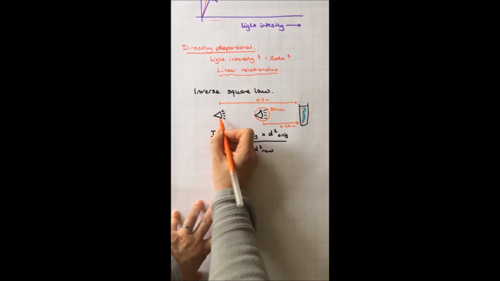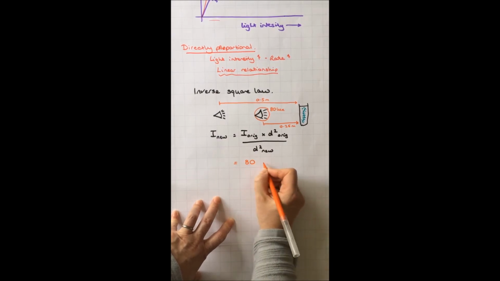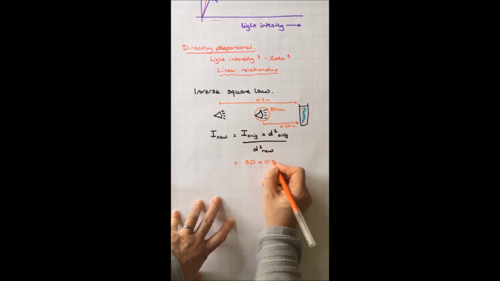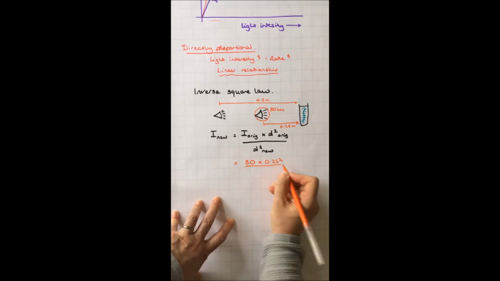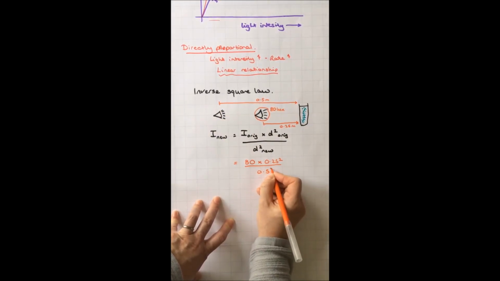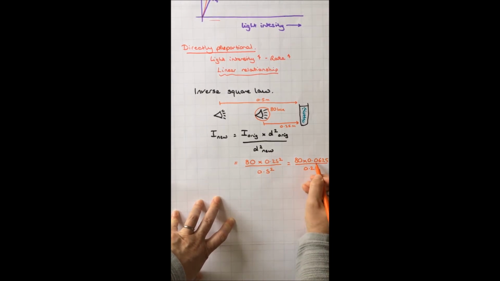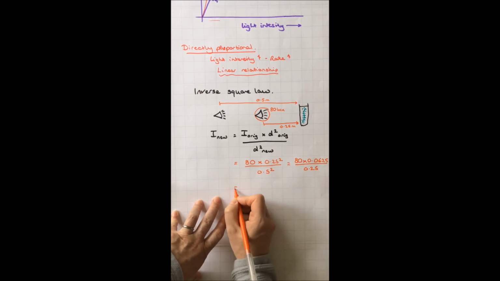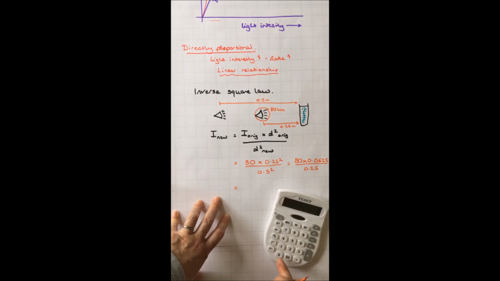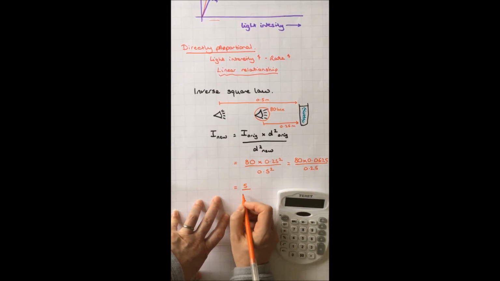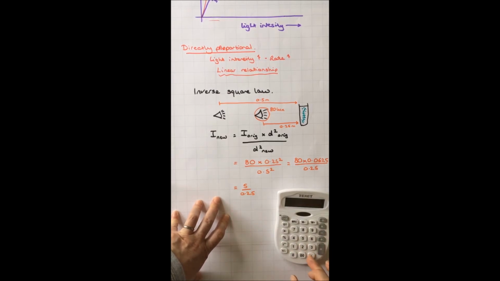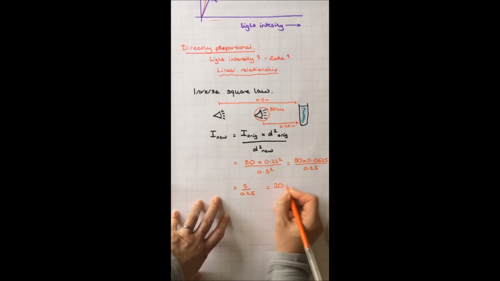So my light intensity of my new position is my light intensity of my original position, so that's 80, times my distance of my original squared, so that's 0.25 squared, divided by the distance of my new position, so 0.5 squared. So that comes to 80 times 0.0625 divided by 0.25. 0.25 squared is 0.0625 and 0.5 squared is 0.25. If I pop that into my calculator, 80 times 0.0625 comes to 5, divided by 0.25 gives me an answer of 20, and don't forget the units, lux.